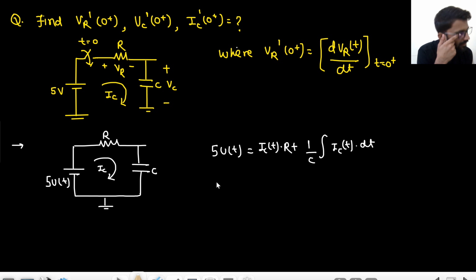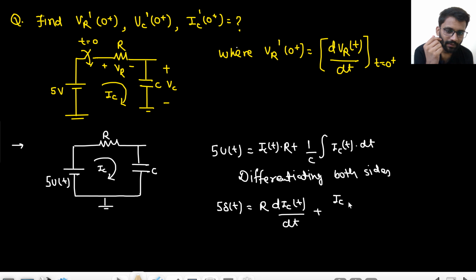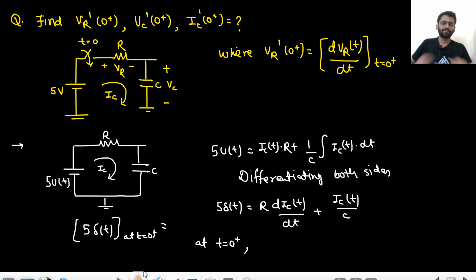So what will I do? I will differentiate both sides. So 5u(t) will become 5δ(t). This will become R dIC(t)/dt, and the integration will be gone, so IC(t)/C, at t equals 0 plus. Now tell me what will be the value of 5δ(t) at t equals 0 plus. What will be the value?